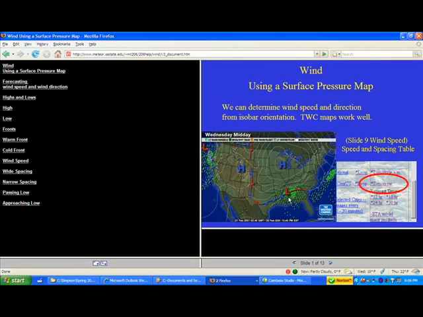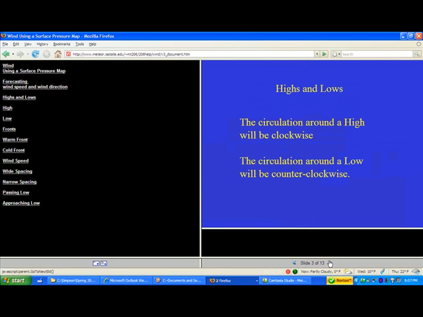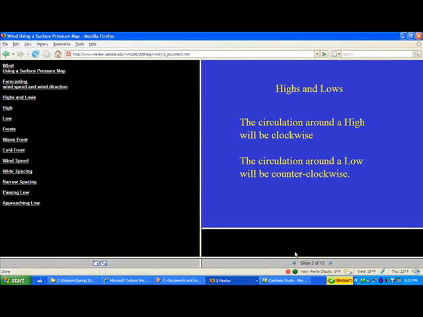Now down here in the Gulf Coast states, if you're sitting down here in Florida, winds around low pressure are counterclockwise. So Florida and Georgia and Alabama were experiencing southwest winds. But if you go through, like I said, this tutorial, it does a nice job of going through and explaining how we do wind direction. And so I would encourage you to go through and look at that.